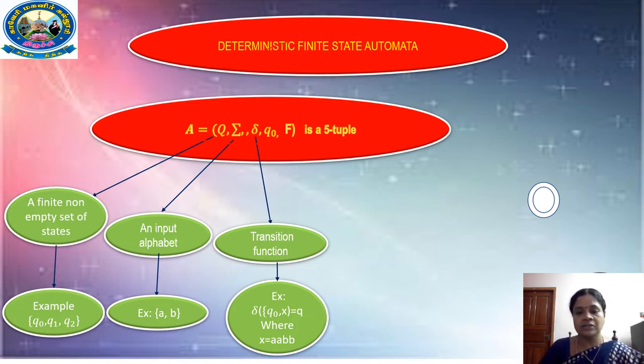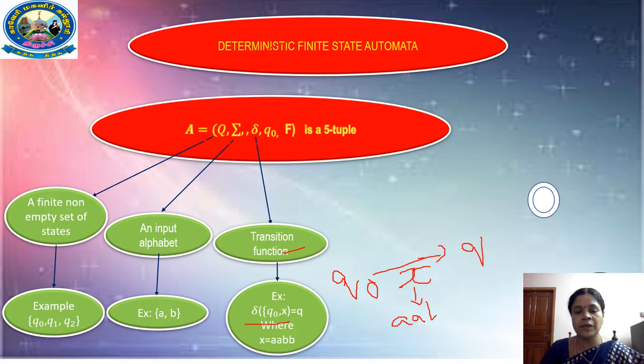It means that delta of Q0, x equal to Q. We have to start from Q0, read the string x, and reach the next state Q. The string is given here as A, B, B.